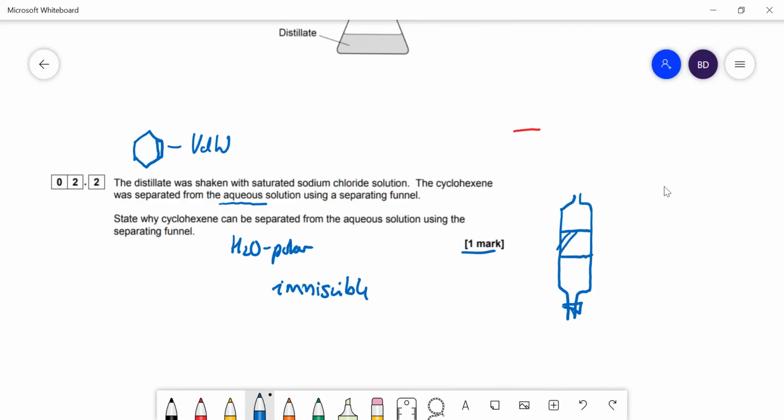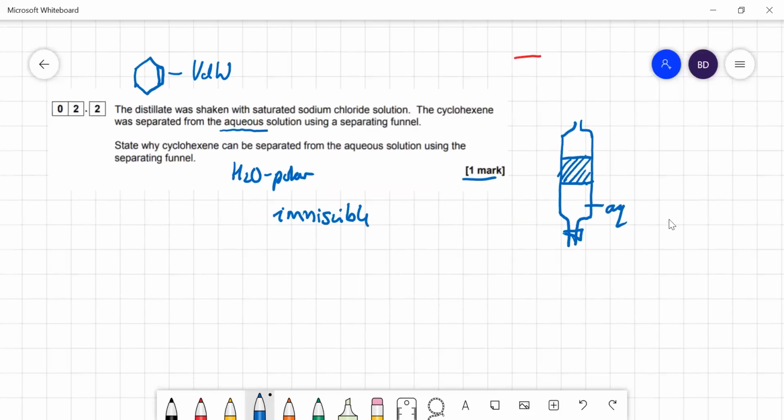In that case, the cyclohexene is going to be less dense, and this is going to be the aqueous layer, and you just run off the aqueous layer and throw it away. For 1 mark, I think all you need to say is they are immiscible. Maybe say because cyclohexene has van der Waals forces only, and water has hydrogen bonds.